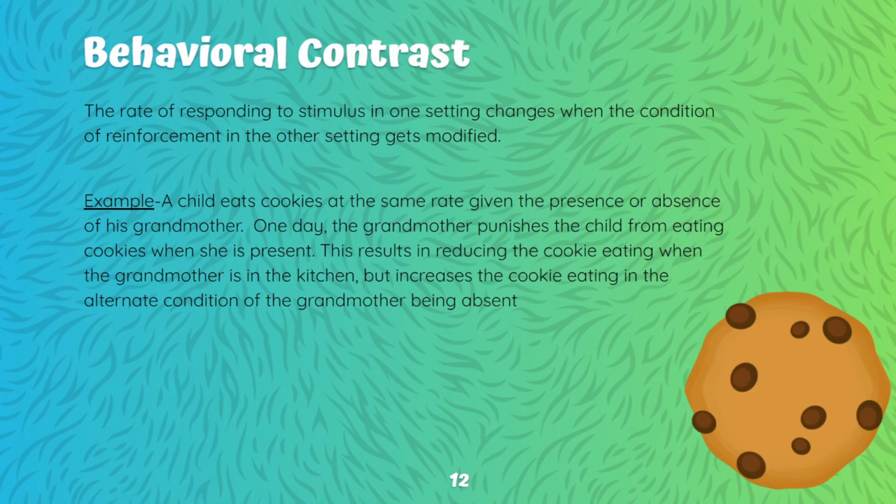So in a classroom setting, if, for example, a student had been shouting a lot in math class and science class at the same rate, but then his math teacher decides to ignore his behavior each time he shouts, the student might start shouting more in the other class as a result, because it was taken away from him in one setting but not in another.